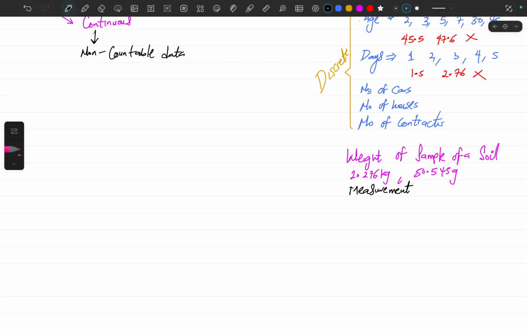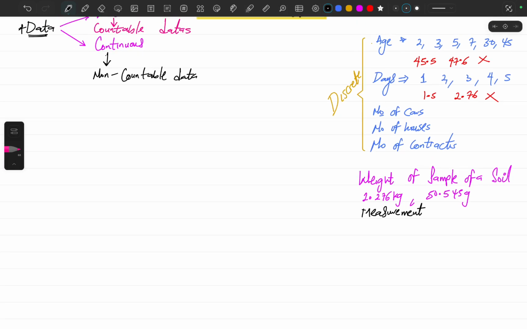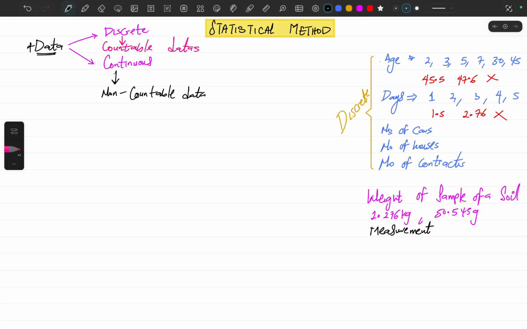So measurement is also a discrete data, and not only that, we also have other things that are also discrete data. Think about what I'm saying about discrete and non-discrete data right now. So there we go. These are concrete concepts of what discrete data is and what continuous data is. That's the definition of data.